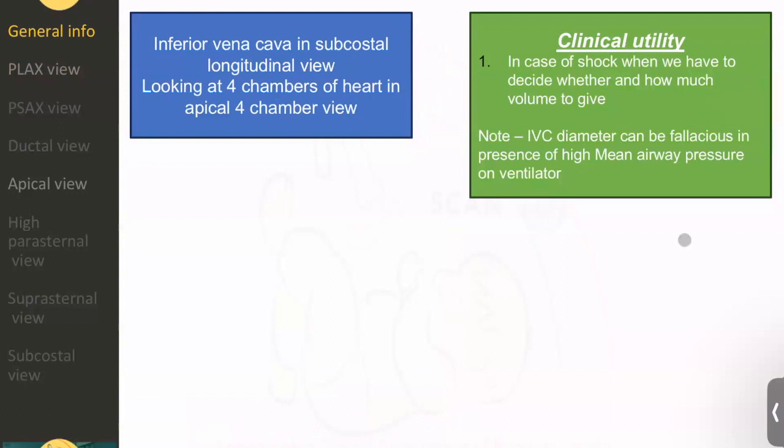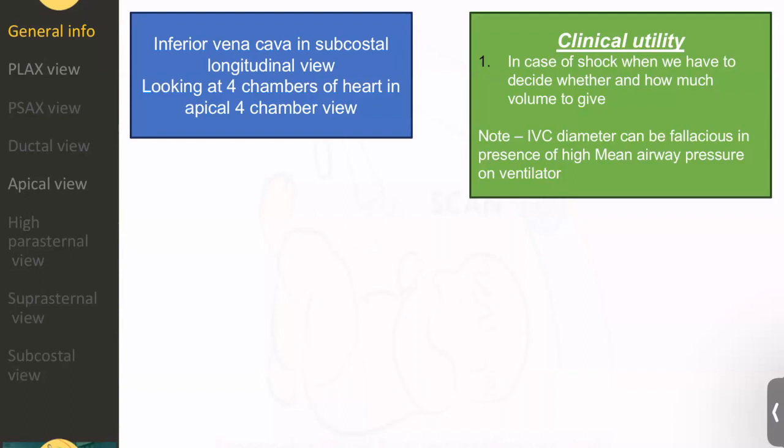So now when your baby is in shock, one thing we want to calculate is what is the output. We have learned how to calculate RVO. We have learned how to calculate LVO. We have also learned about fractional shortening if we want to calculate. Another thing is volume. So whenever the baby is in shock, there can be only three causes.